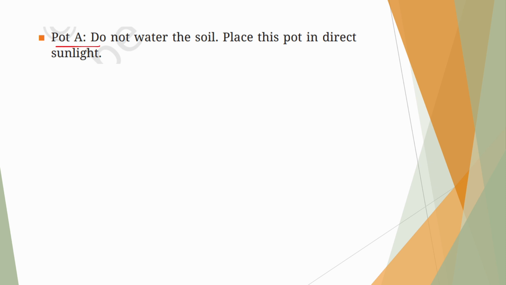Pot A. Do not water the soil. Place the pot in direct sunlight. So, pot A must be placed in direct sunlight, but do not water the soil.